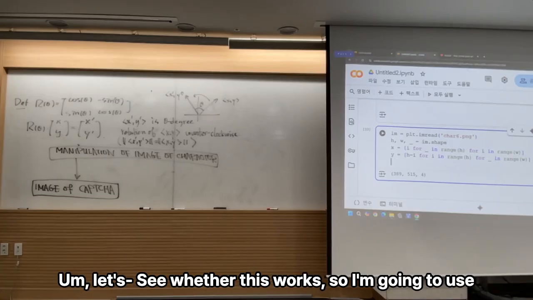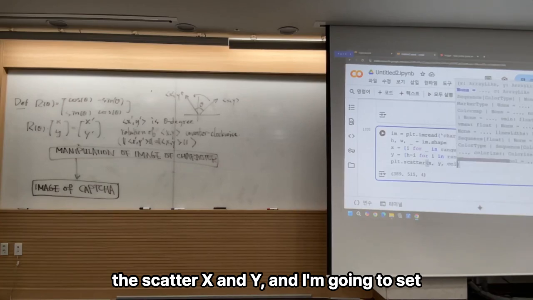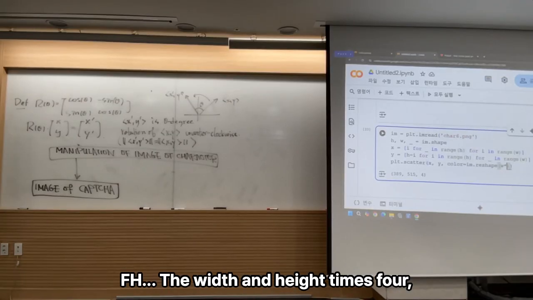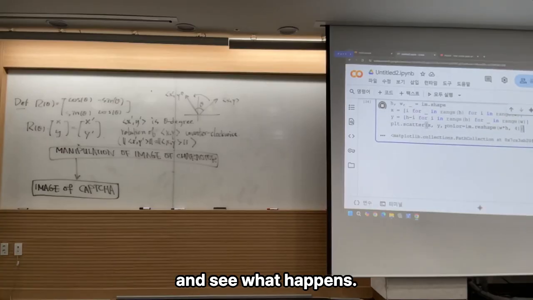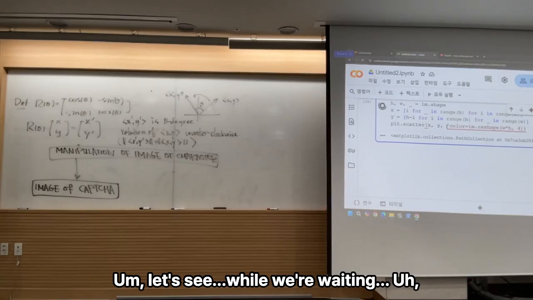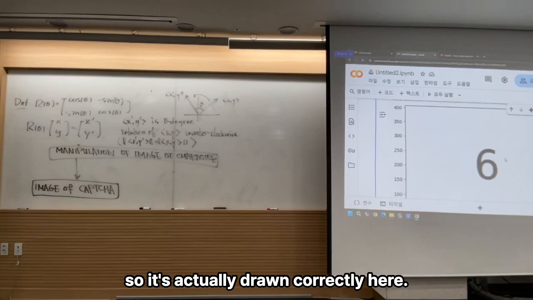Let's see whether this works. I'm going to use scatter with x and y, and I'm going to set the color to be image of the reshape, fh, the width and height times 4, and see what happens. Oh, I think it's a very small dot. Let's see. While we're waiting, even if it's small, there are lots of pixels, so it's actually drawn correctly here.